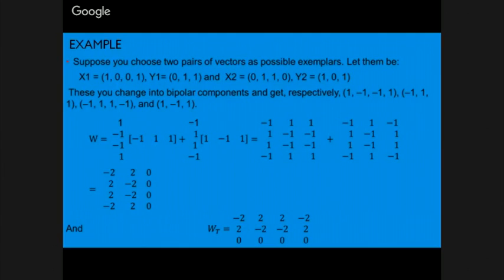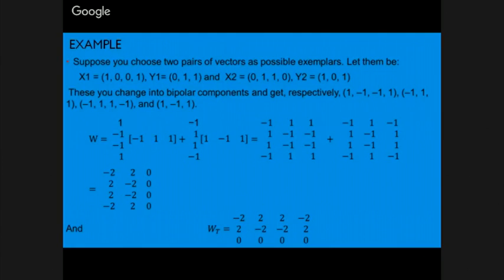So the first input-output vector is x1, y1. We want this heteroassociative memory to memorize the association between x1 and y1. That is one input-output vector pair. And the other input-output vector pair is x2, y2. So x1 is 1, 0, 0, 1 and y1 is 0, 1, 1. Similarly, x2 is 0, 1, 1, 0 and y2 is 1, 0, 1. So these are the two input-output vector pairs or two associations that we want the bidirectional associative memory to memorize.